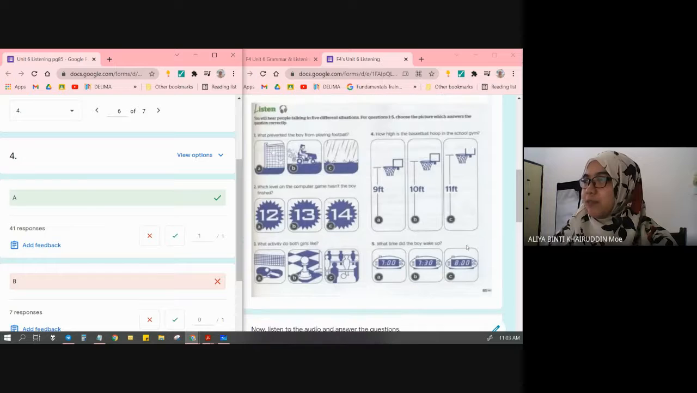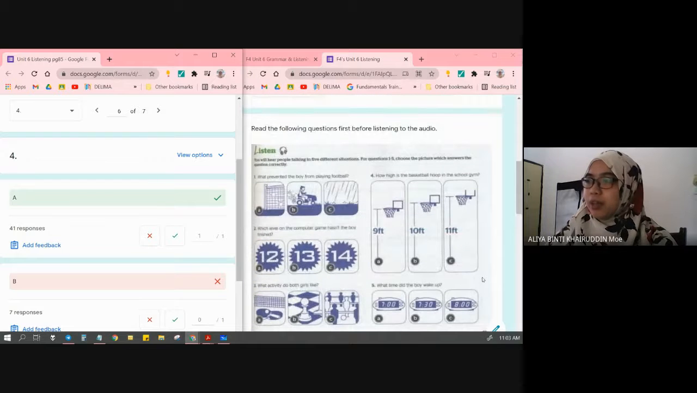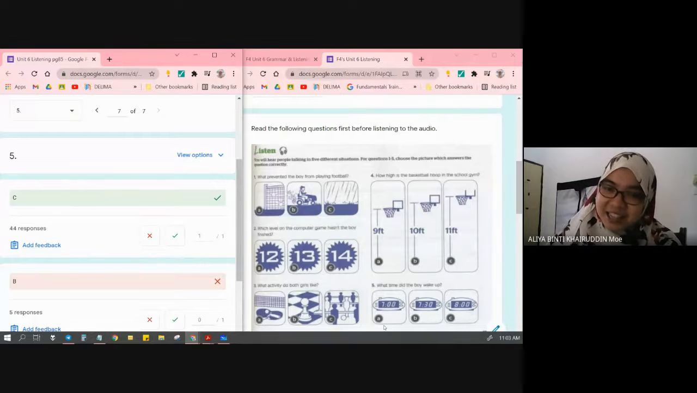Okay, and finally, number 5, what time did the boy wake up? The answer is C, at 8. Firstly, the teacher said to set an alarm, and then the boy set an alarm at 7, but then he did not wake up then. And then after half an hour the mother woke him up right at 7:30, but he still did not wake up.